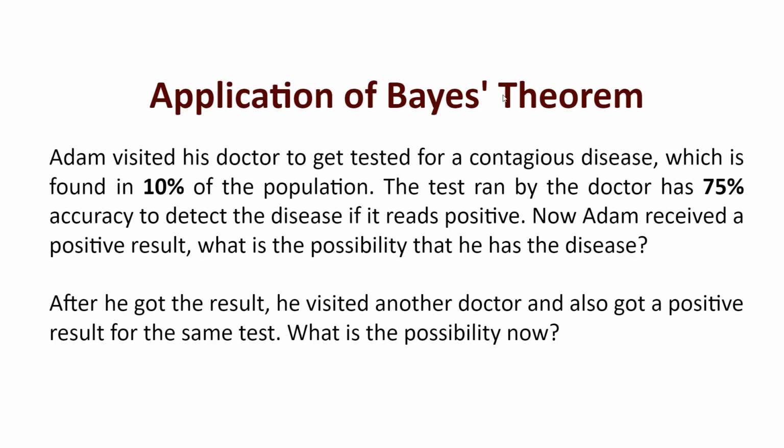The second question is, after he got the result, he visited another doctor independently and also got a positive result for the same test. What is the probability now? You might think he goes to another doctor, and shouldn't that probability be the same? That's a good question to ask, and you can think about it a bit more and try out this analysis following the formulation I gave on the previous slides about Bayes' theorem and the conditional probability calculation.